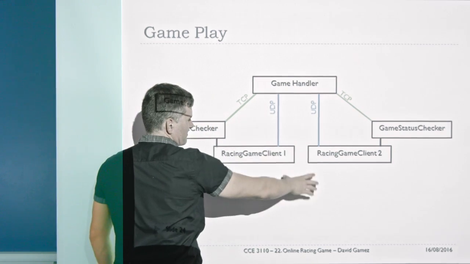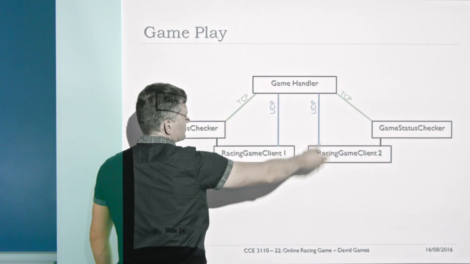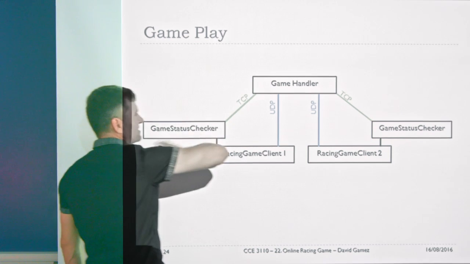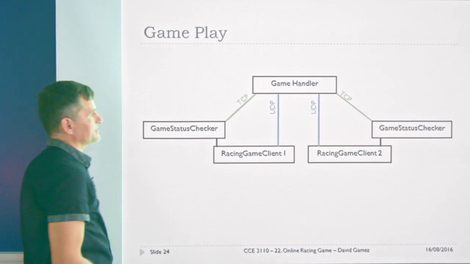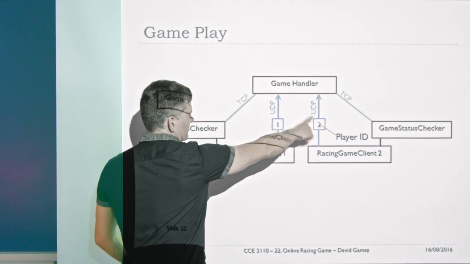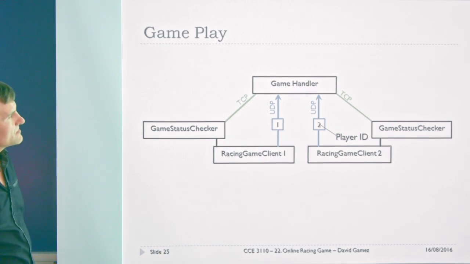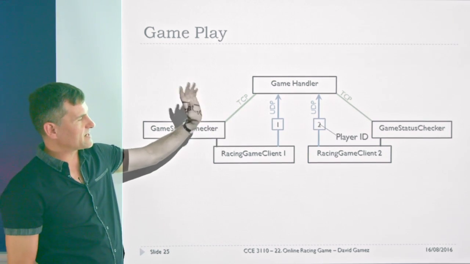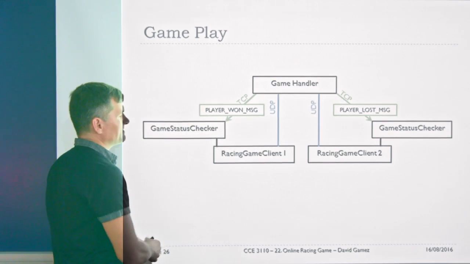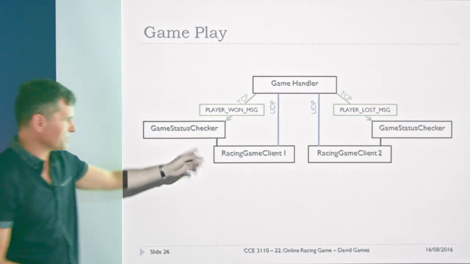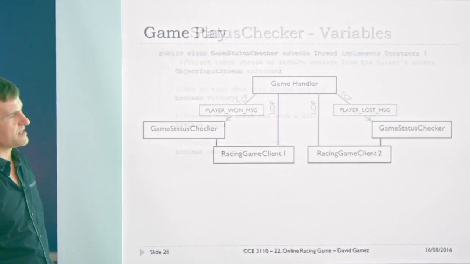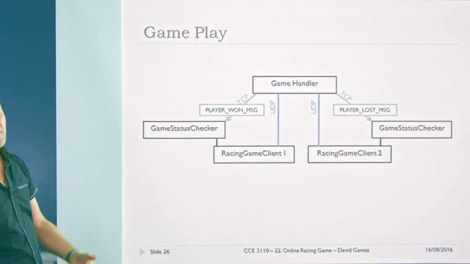So the client's thread is handling reading input from the clients and sending the packets to the game handler, and we've got a separate thread here that's got a blocking call waiting for the notifications from the game handler about the status of the game. So as the players enter their crosses, they're sending UDP packets with their IDs in them to the game handler. And once that packet count passes 20, let's say, the game handler sends a player one message to the game status checker, and the racing game client can periodically check to see if the player's won or if the player's lost, shut down the game status checker, and then inform the client.